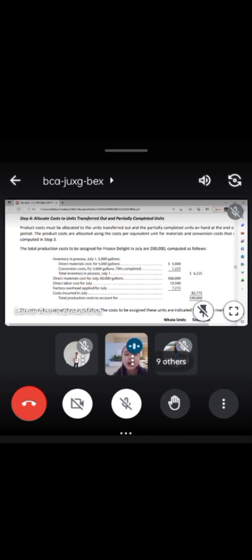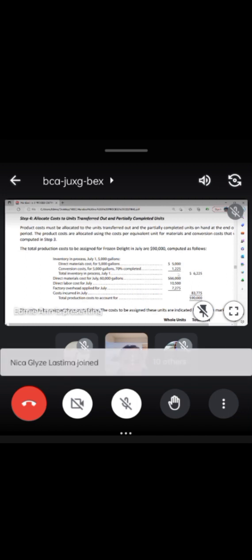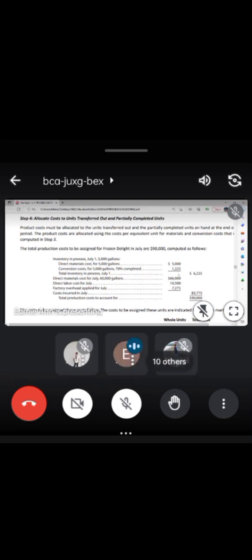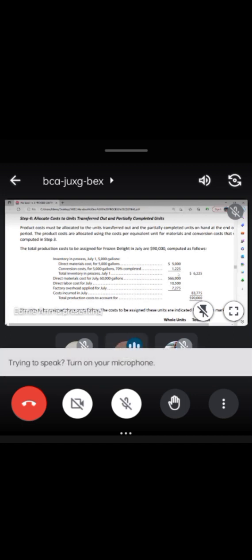Ang direct materials cost niya is 5,000 and the conversion cost naman niya 70% complete. Okay, nakita na nako. This is given, guys. Dili ni nato computon. This is given in the problem because beginning cost man siya.